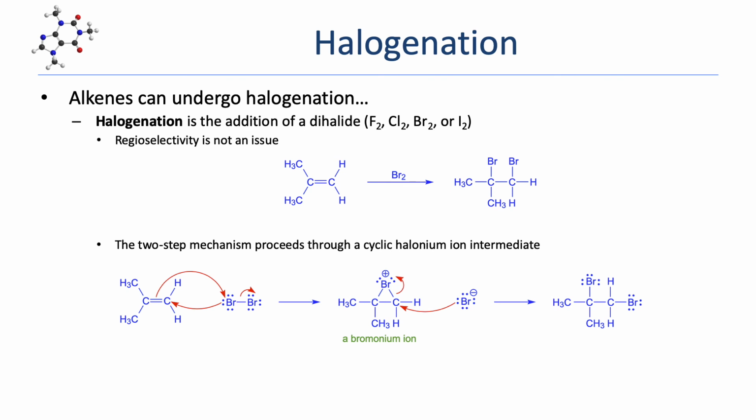So the bromide attacks that carbon, making a new CBr bond, which actually breaks one of the existing CBr bonds in the bromonium ion. Just make sure that when you draw out this mechanism, you do not have it going through a carbocation. It's a really common mistake. This reaction does not go through a carbocation, it goes through a halonium ion.